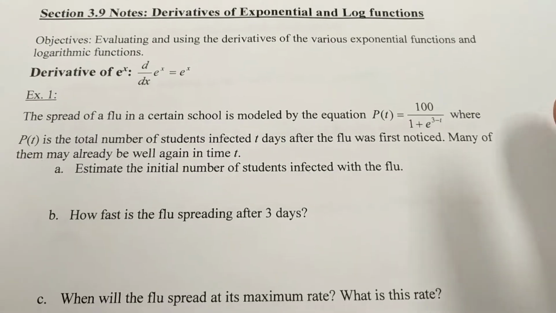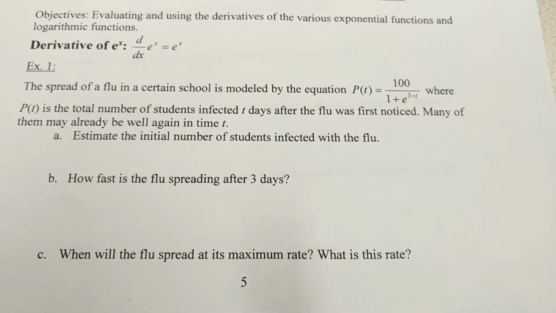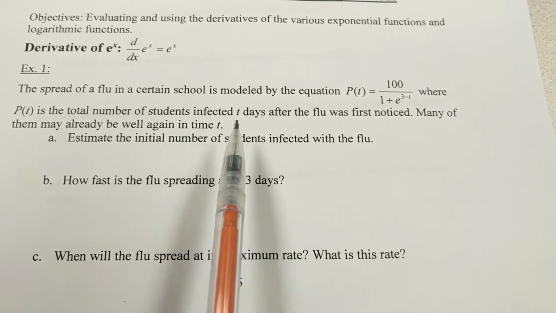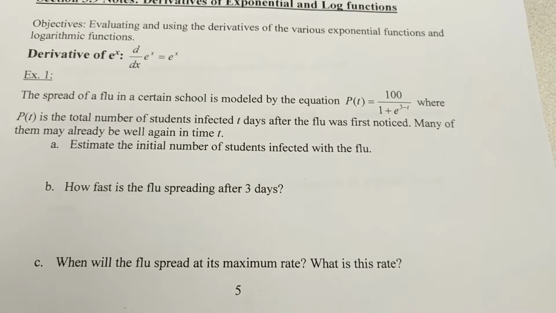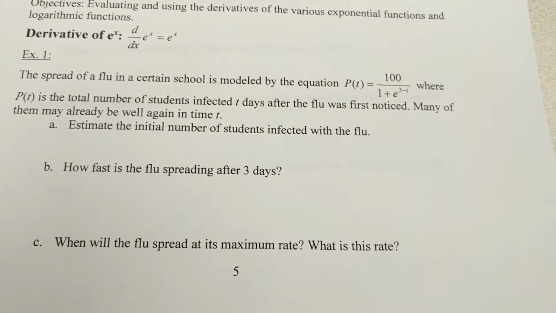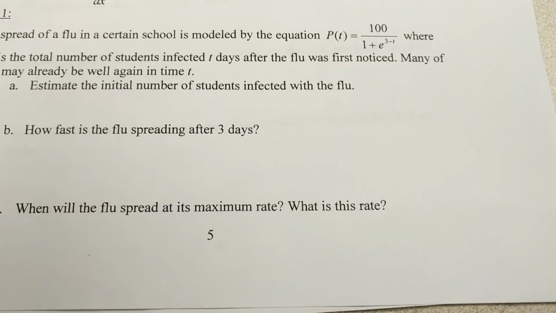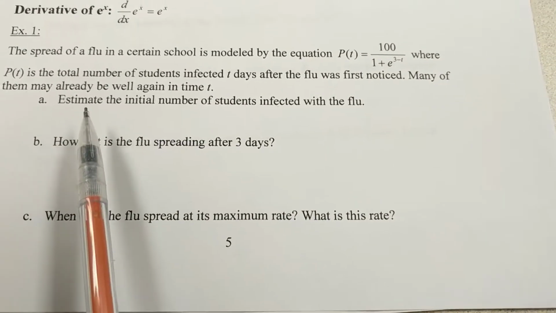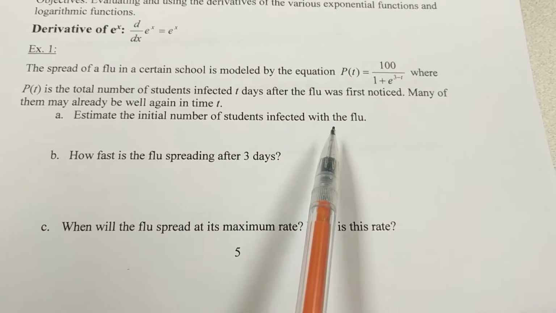So the first example talks about the spread of a flu in a certain school modeled by this equation, where P of t is our total number of students infected t days after the flu was first noticed. Many of them may be well again by time t. So it's just saying, just because we get a big number, that's how many people are newly infected, not how many total. So letter A says estimate the initial number of students infected with the flu.